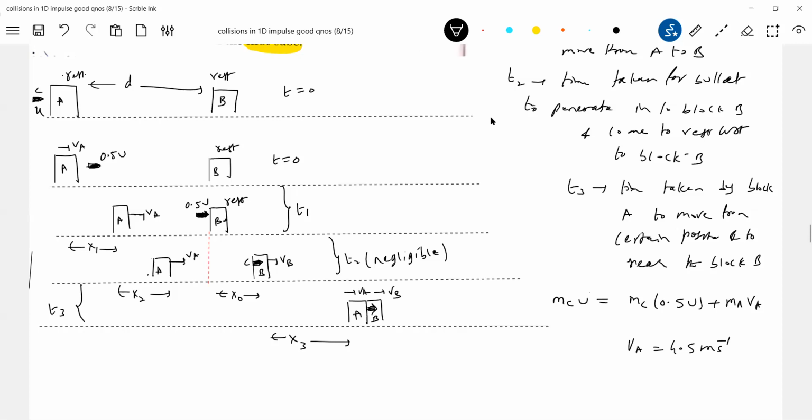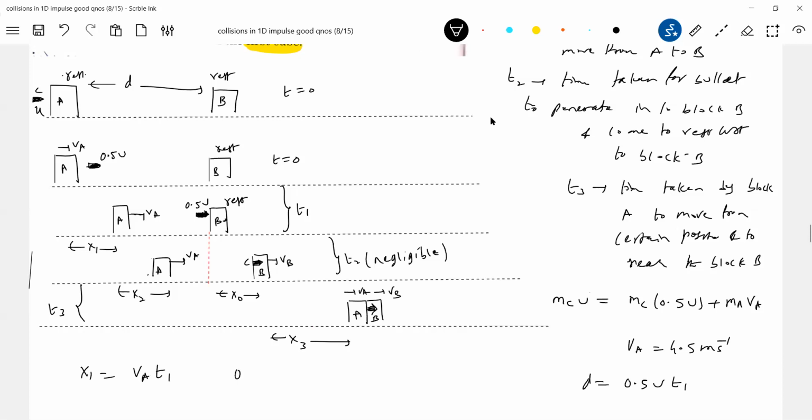Now, what about x1? Can we calculate x1? The bullet will take some time to move a distance d. So what is the distance moved by the bullet from block A to B? d is equal to 0.5u into t1. So I'll get t1. Then from that t1, I can calculate x1. What is x1? x1 equals v_A into t1.